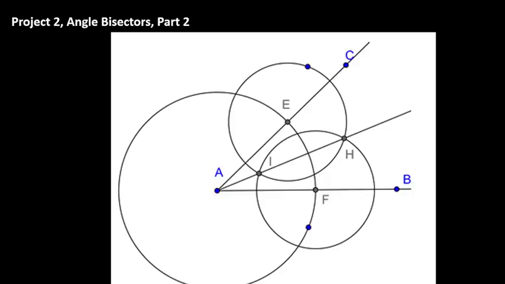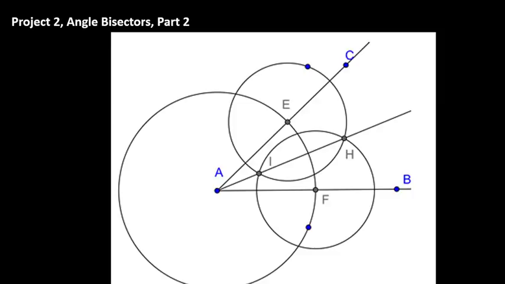Let's talk about Project 2, Angle Bisectors Part 2, which corresponds to the third day of the project, or Lesson 8. I am actually looking at the image that goes with question 2. Now there is a question 1. It corresponds to the stuff you did for lesson 7, the stuff you did yesterday. So hopefully that should be pretty straightforward for you.